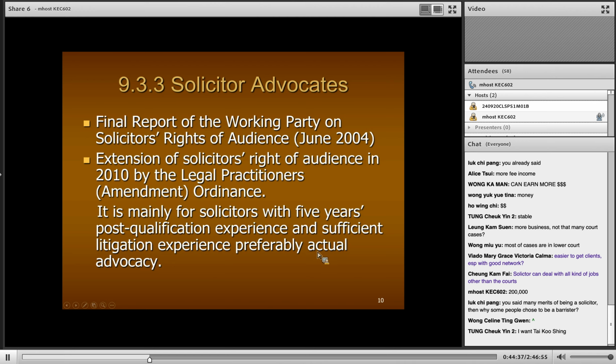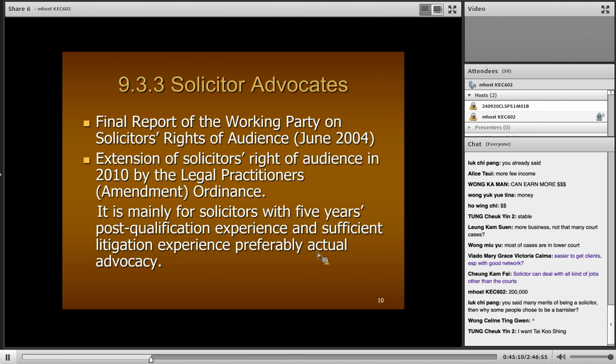Actual advocacy means the solicitor appears in the court directly instead of just retaining a lawyer. So for many litigation lawyers, sometimes they do not appear in the court. They just handle the paperwork. He does not appear in the court for the client. He just retains the barrister to appear in the court. So he only handles the documents.